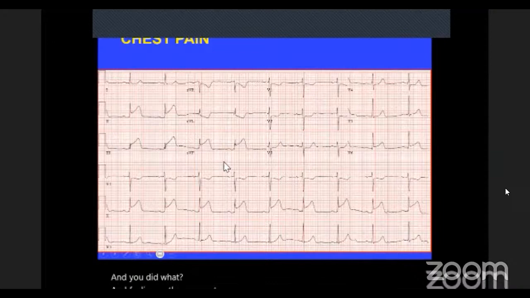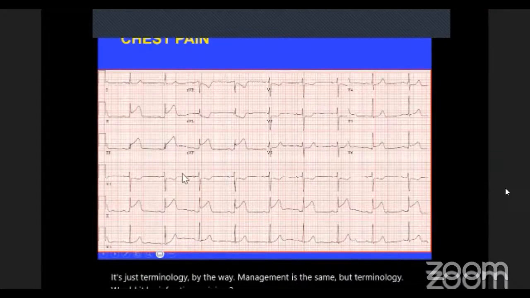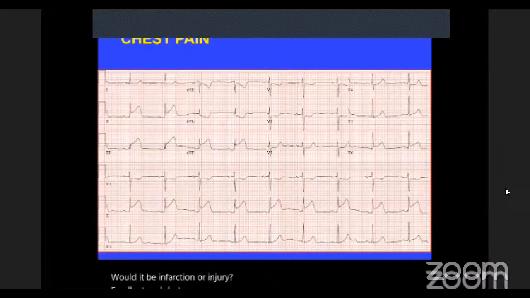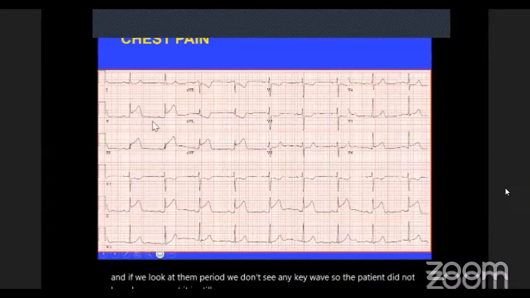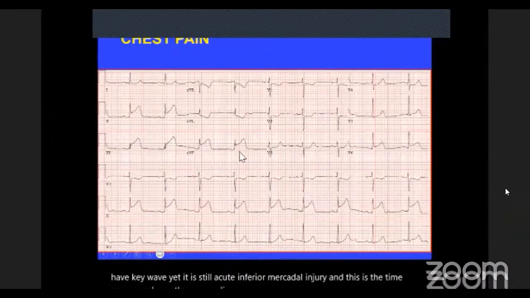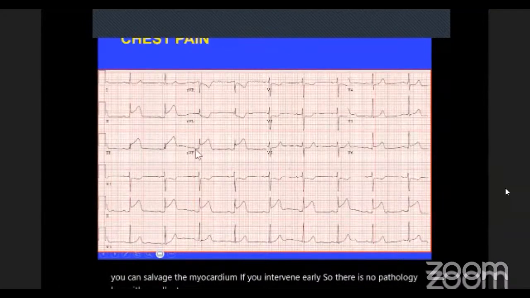Do you call it myocardial injury or infarction in this case? It's just terminology, by the way. Management is the same, but would it be infarction or injury? I think injury. Why? Because there is no Q wave. Excellent. By ECG, to say infarction, we have to have a pathologic Q wave. If you look at the inferior leads, we don't see any Q wave. So the patient did not have Q wave yet. It is still acute inferior myocardial injury. And this is the time you can salvage the myocardium if you intervene early. Excellent. Okay, so which artery is involved?